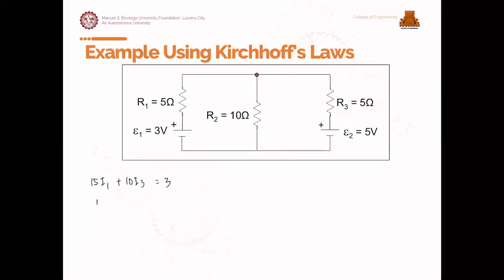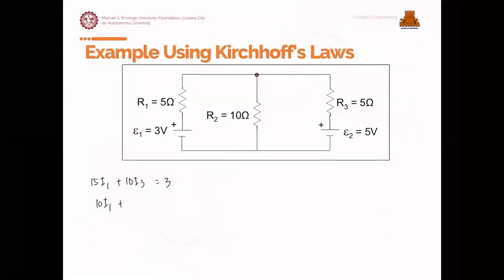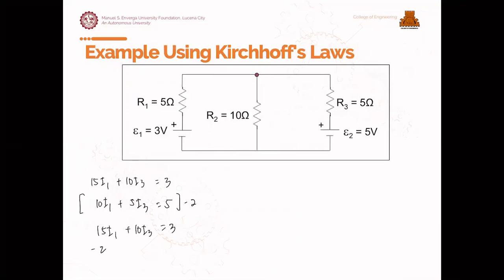Okay, so 10I1 plus 5I3 equals to 5. Okay. Para mag ano to, multiply natin ito ng negative 2. So 15I1 plus 10I3 equals to 3. Negative 20I1, negative 10I3, negative 10. Okay. So it will be negative 5, then negative 7. So I1 natin will be 7 over 5. Okay. So 1.4 amperes.